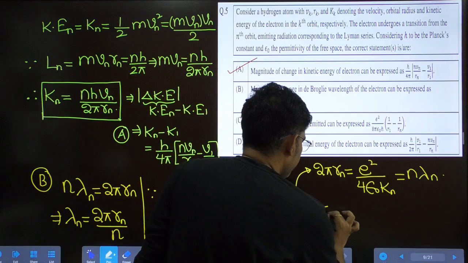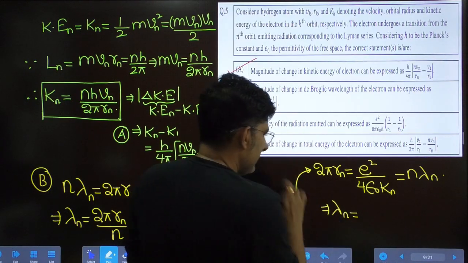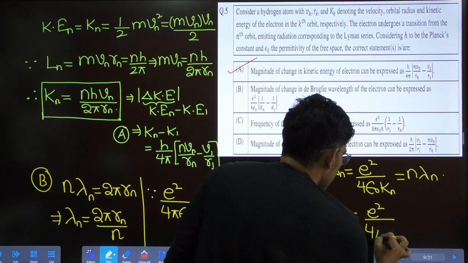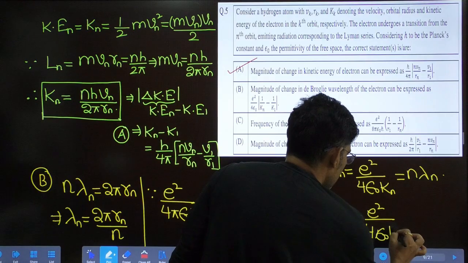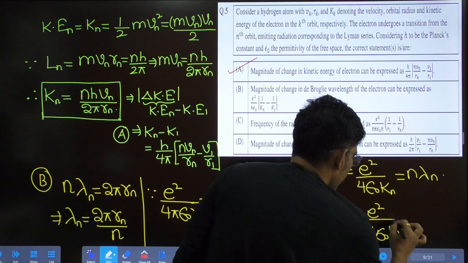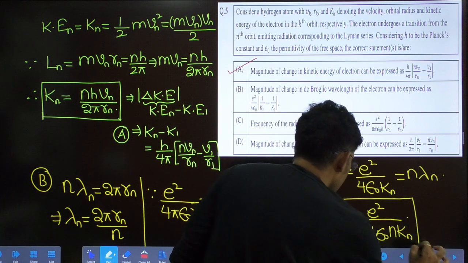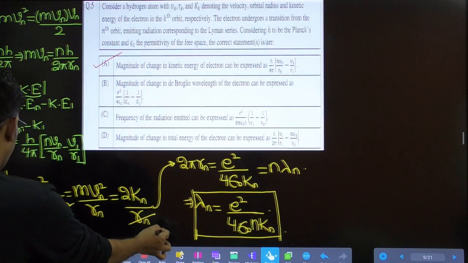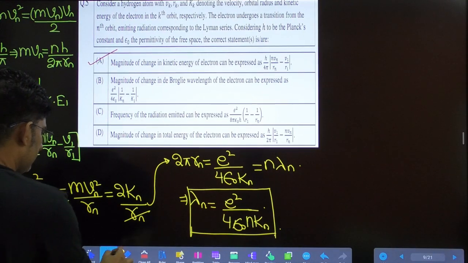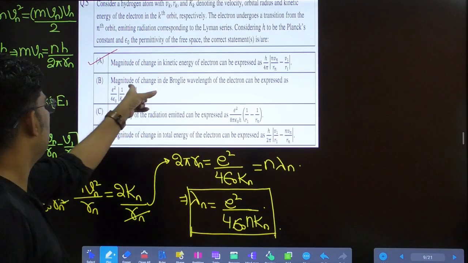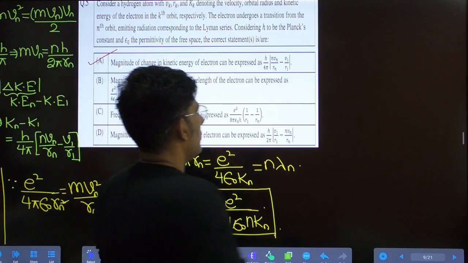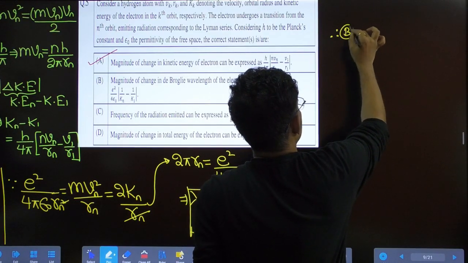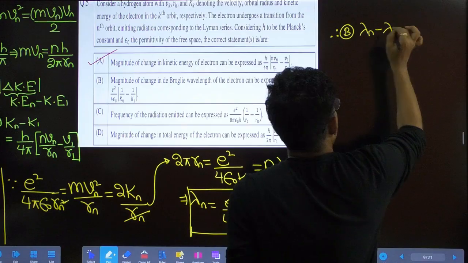So from here we can substitute lambda n as e square by 4 epsilon naught n kn. Got it? This is the expression for lambda n. Now we are in need of the change, magnitude of change. So if we go by the B part, lambda n minus lambda 1.